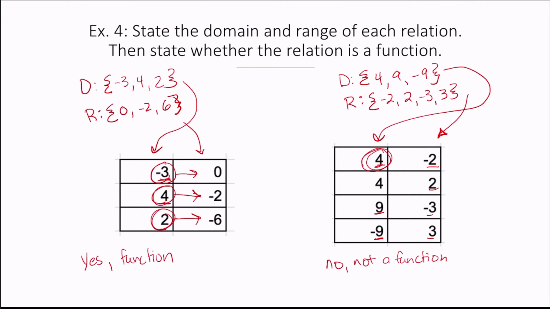because sometimes when you input a 4, you get a -2, and sometimes when you input a 4, you get a +2. So here, inputting the same number gets you two different outputs, and that means that this is not a function.